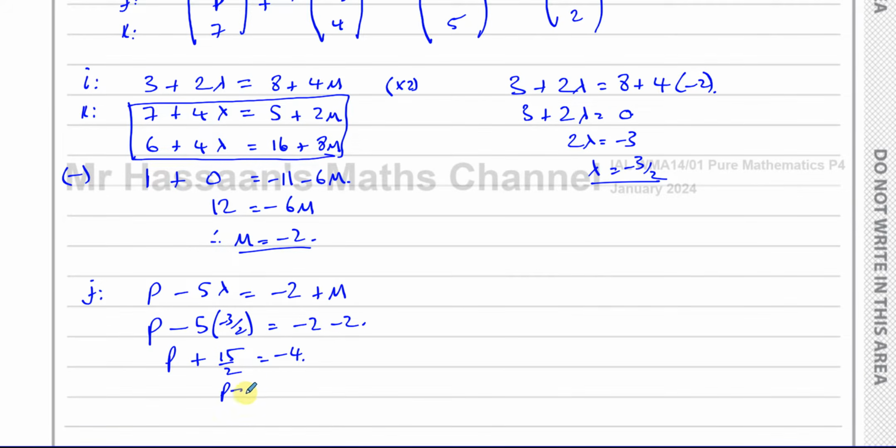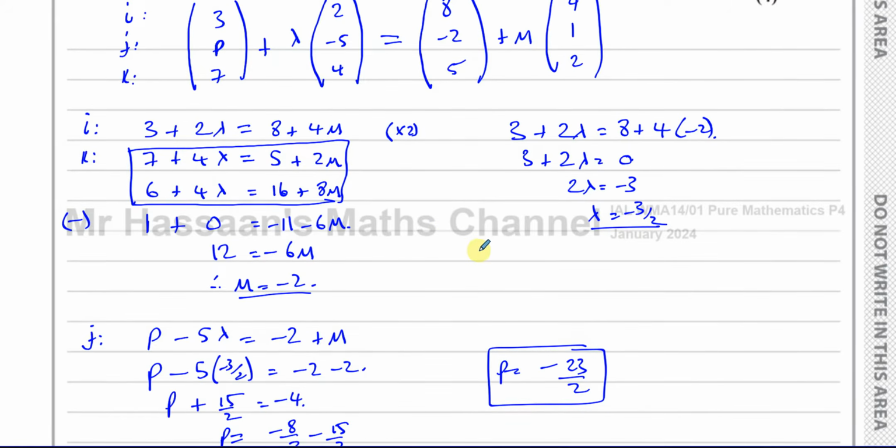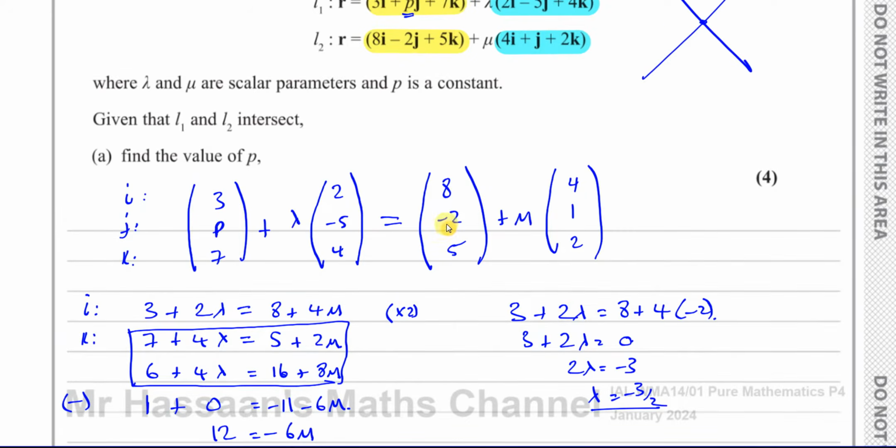So p is equal to, I'm going to convert this into over 2, sorry, so that I can add these together. So minus 4 is 8, minus 8 over 2, take away 15 over 2. So that's going to give you p is equal to minus 23 over 2. So that's the value of p, minus 23 over 2. Okay, so now we know the value of p, minus 23 over 2. So that's the answer to part A.